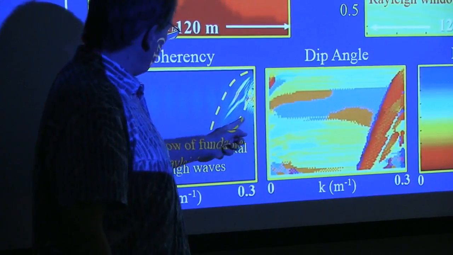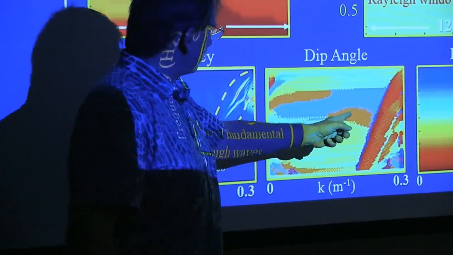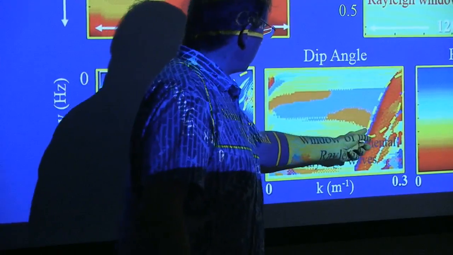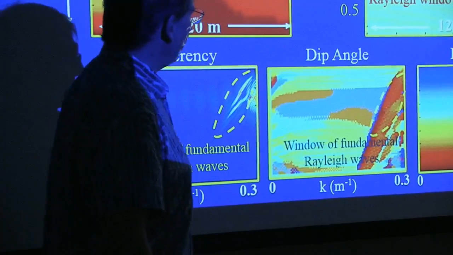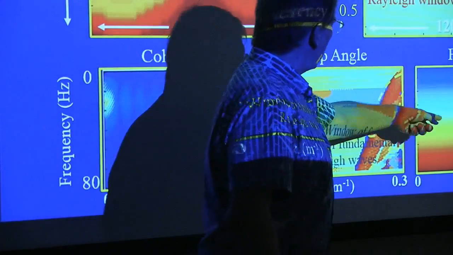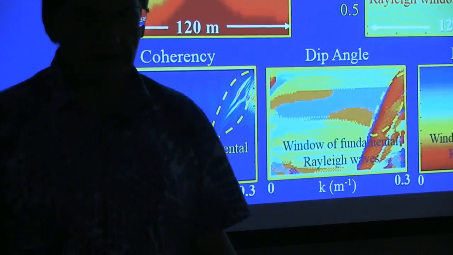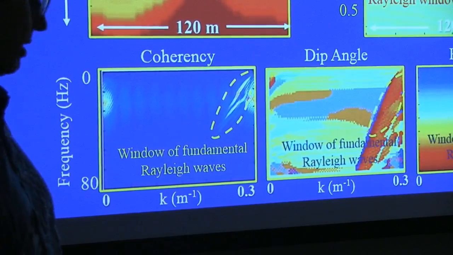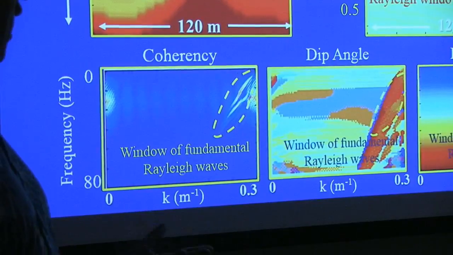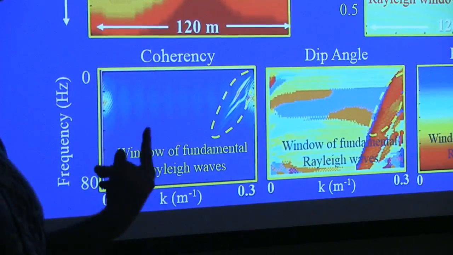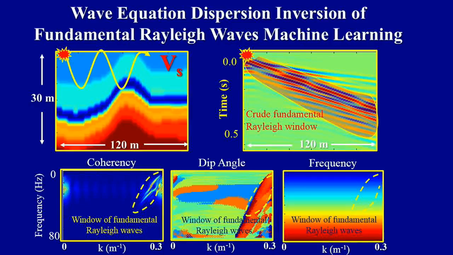That meant that this boundary had certain dip angle features associated with it, and this boundary also had certain frequency features associated with it. So that was his training set, about 5 to 10% of the data that he picked by hand. And then he used three different machine learning methods. One was a multi-node perceptron method.